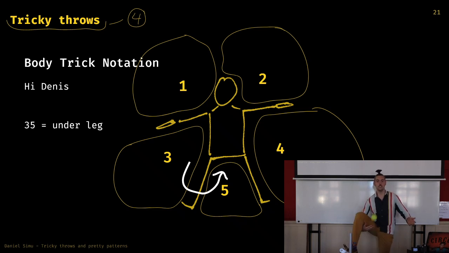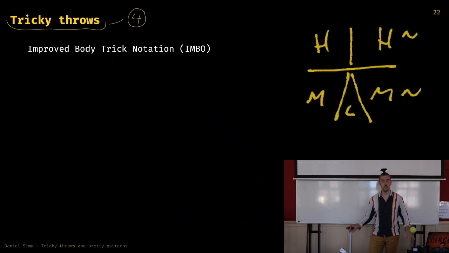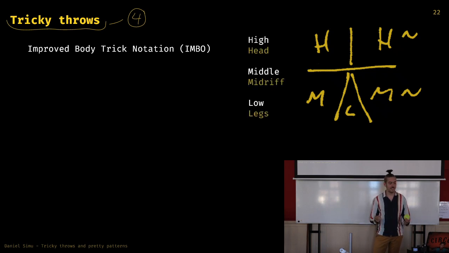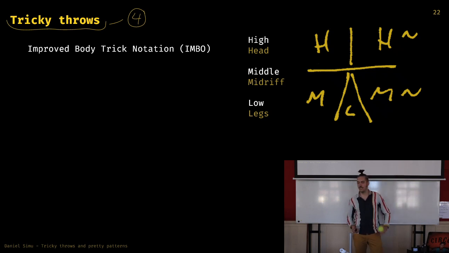These are 2 different tricks in juggling worlds, but both of them follow the same pattern, going into hole 3 and out of hole 5. So to solve that, I introduced my own system, improved body trick notation, or I often shorten it to IMBO. And one of the first things I did is I renamed the holes to H, M, and L, which stand for high, middle, and low, or head, midriff, and legs, whichever you prefer.